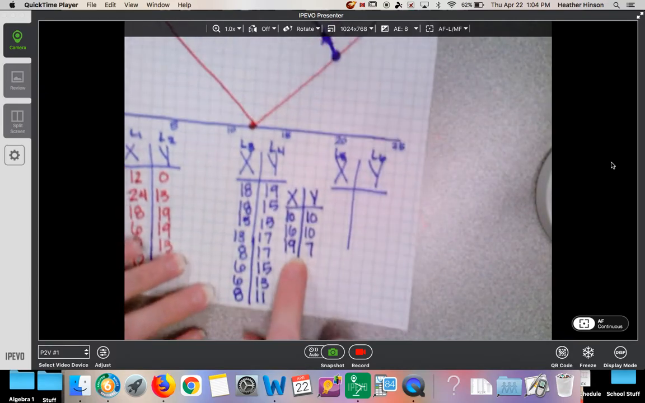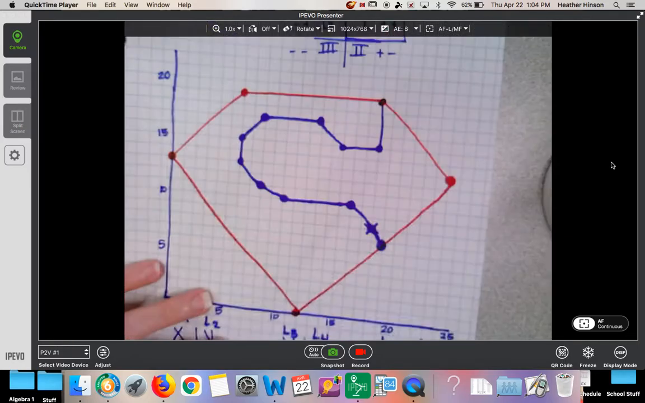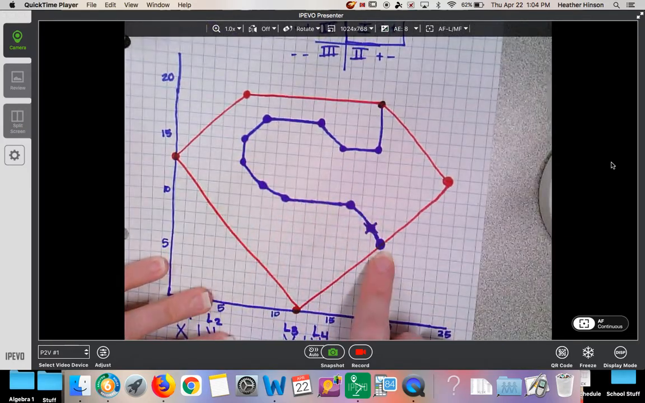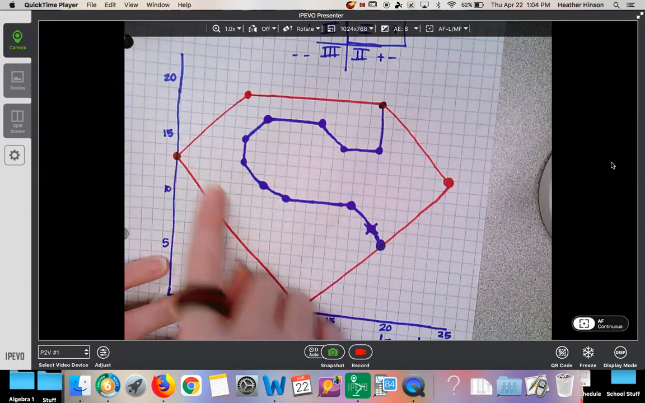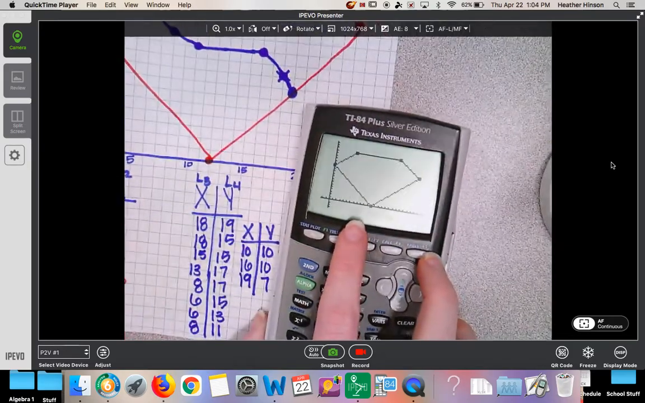And I didn't end it where I started this time because I'm not closing in that S. I only did that on the first one because I wanted it to close in. So I don't have to do that on this one.